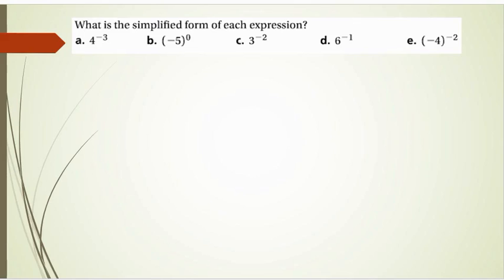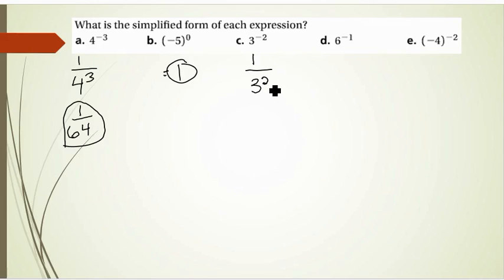Alright, so for number 1, if I have a negative exponent, that really means I have 1 over 4 to the third power, and 1 over 4 to the third is 1 over 64. Now for b, I have to the 0 power, which automatically means it's going to equal 1. For c, I have a negative exponent, which means I need to flip it, and then simplify.